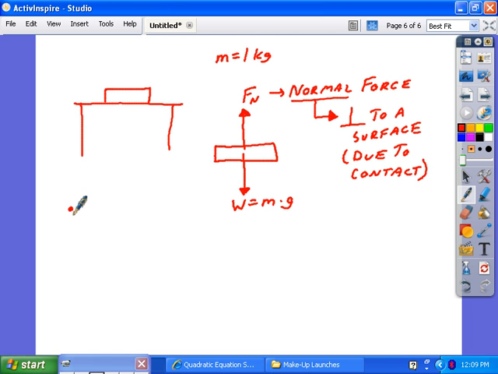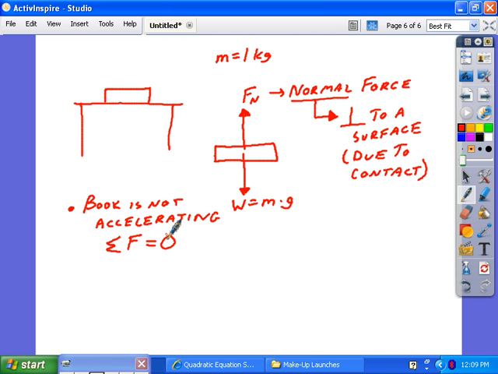Now, in my observations of a book sitting on a table, I'm going to say that most likely that book is not accelerating. So what that is telling me then is the sum of the forces is going to be equal to 0.